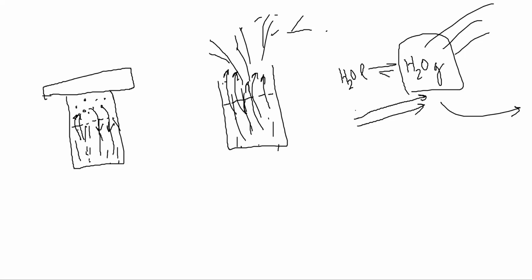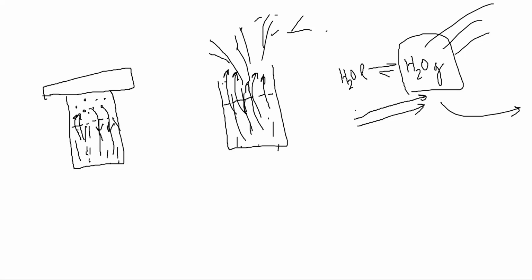Kf by Kr will be CD by AB, right? This is what is called Kc. So therefore, the equilibrium constant is simply the ratio of the rate constants for forward and reverse reactions, right? In deriving this equation for Kc, we have assumed a single step mechanism, right?